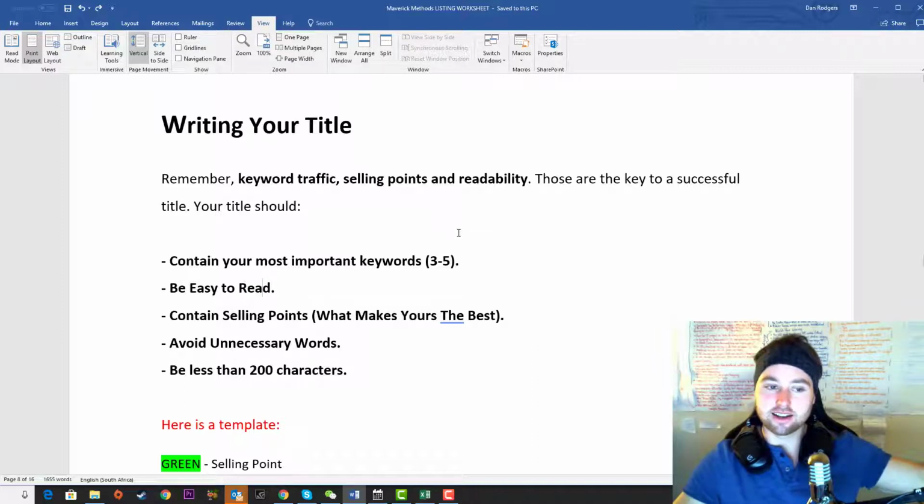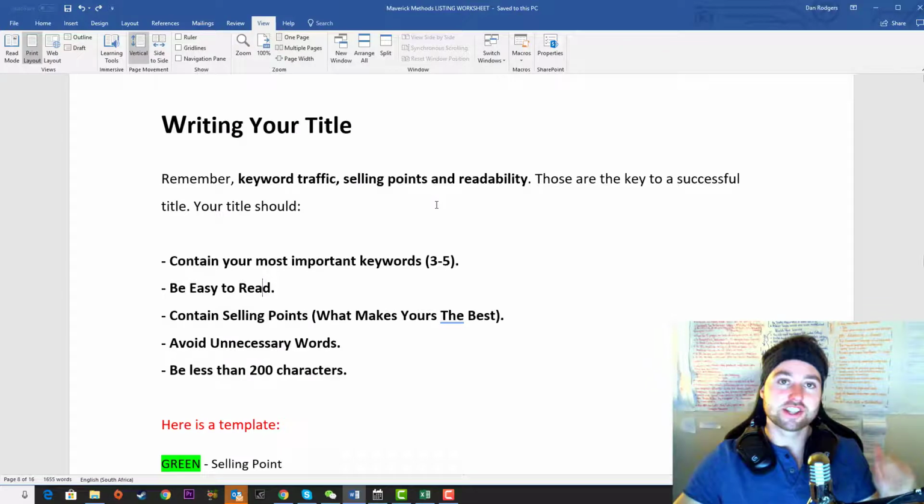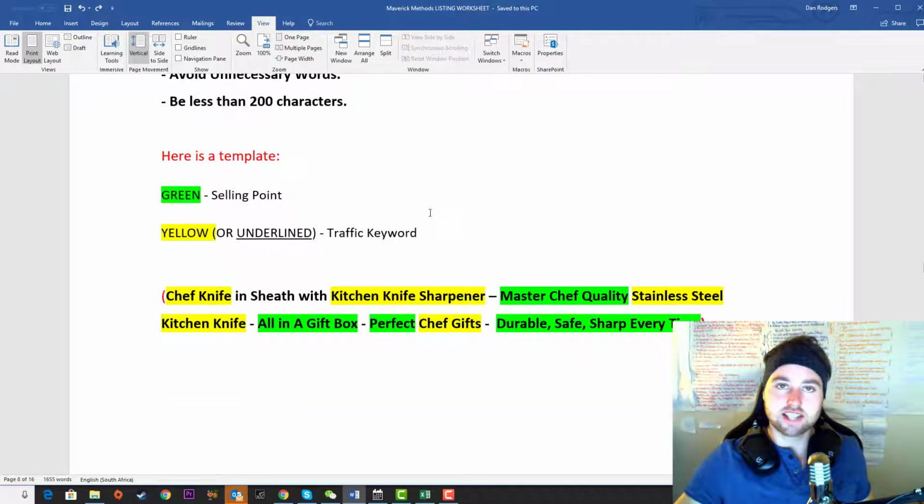What makes yours better? You're going to avoid unnecessary words. Use this to its fullest, and then be less than 200 characters. Title must not be more than 200 characters. So here's a little template we did.